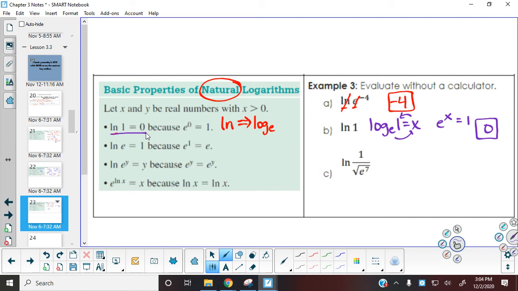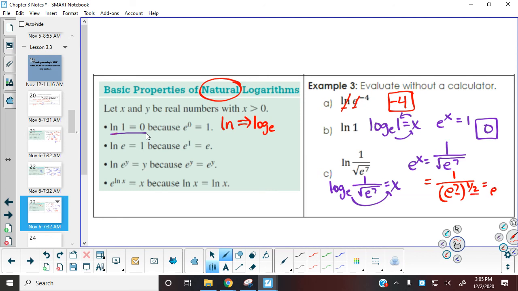And then I can do the same thing for this last one, that this is going to be log base e of 1 over the square root of e to the 7th. And so if I let this equal x, I can rewrite it to become e to the x power equals 1 over the square root of e to the 7th. And so now I just need to manipulate this right-hand side. So again, I have e to the 7th power. Since it's a square root, that's really to the 1/2 power. And then I can multiply my 7 and 1/2 to give me e to the 7/2 on the bottom. But since that's in the bottom, it's actually a negative exponent, so it becomes negative 7/2.